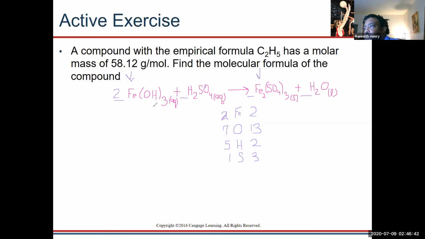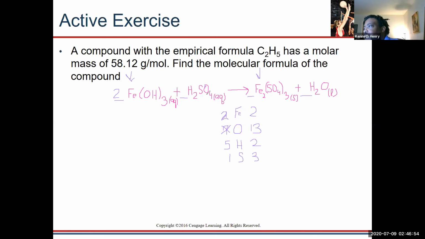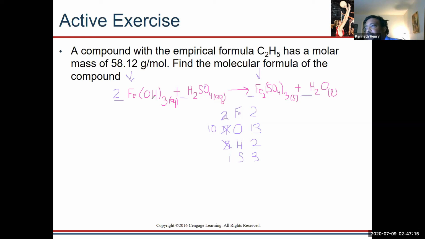Okay, how many oxygens do I have now? 3 times 2 is 6, plus 4 is 10. So I have 10. Okay, how many hydrogens do I have now? 3 times 1 times 2, so that's 6 plus 2, 8.